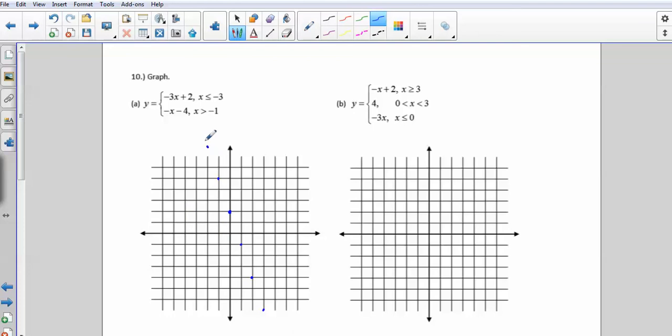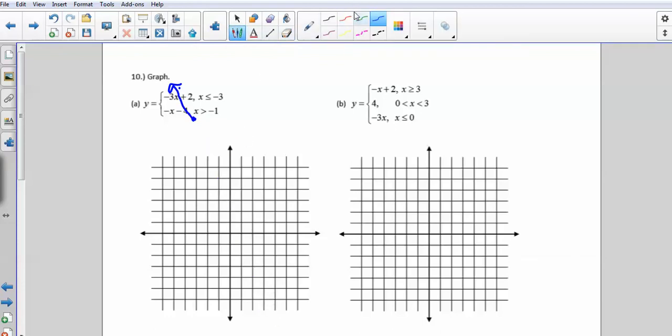So here's negative 2. I'm going to try to estimate about where I would be for negative 3. So somewhere around here is negative 3, and I want or equal to, so I'm going to make a solid dot and try to estimate again about here. So I'm going up like this over here, and I don't want any of these dots.